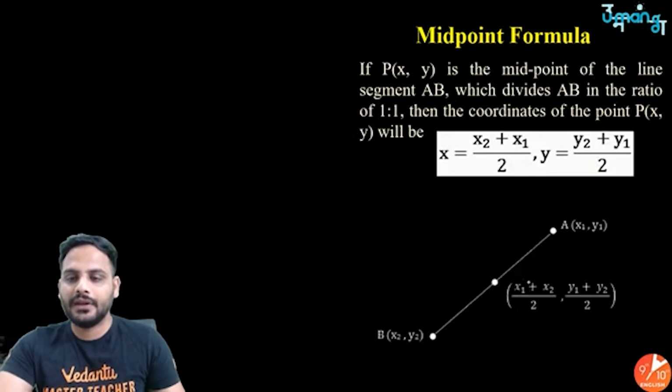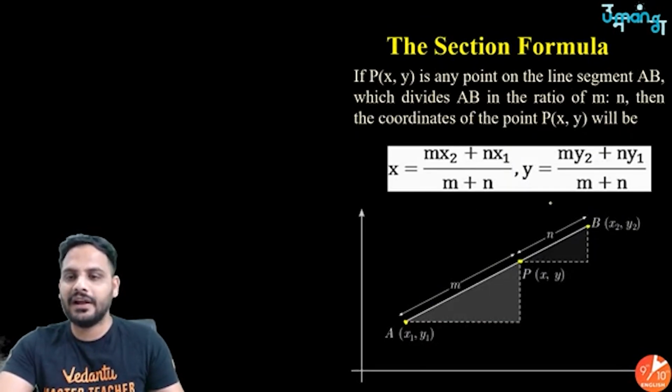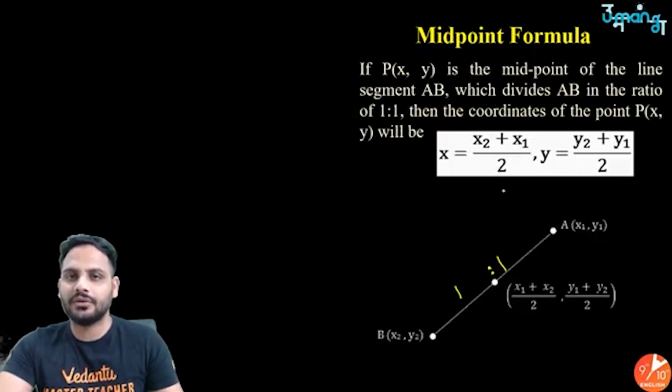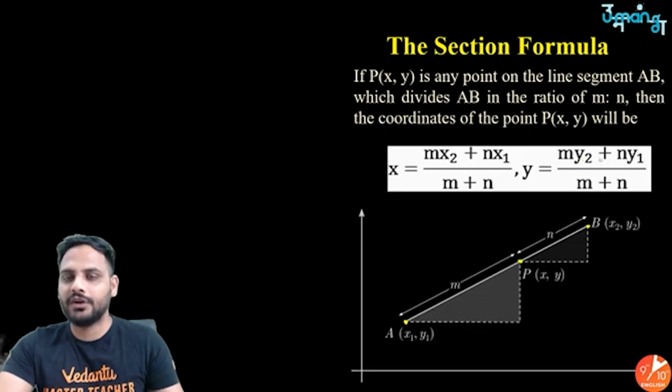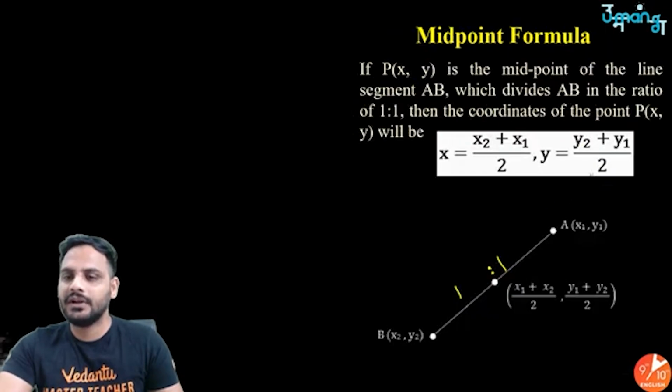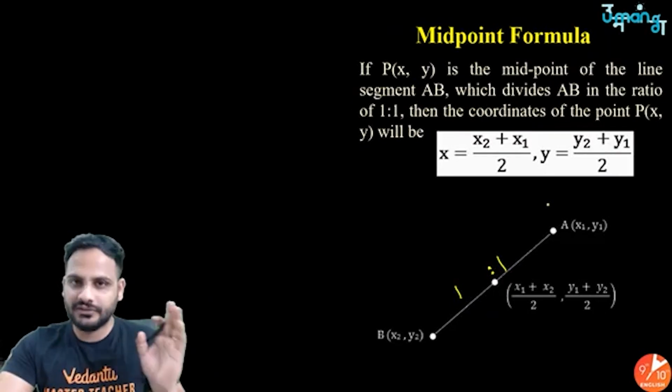Now look, if P is the midpoint, I can say the ratio is 1:1. So in the section formula, use the ratio m and n as 1:1. So 1 into x2 plus 1 into x1 divided by 1 plus 1, so x1 plus x2 by 2, and 1 into y2 plus 1 into y1 divided by 1 plus 1, y1 plus y2 by 2. Done, khatam. Midpoint formula is directly from section formula.